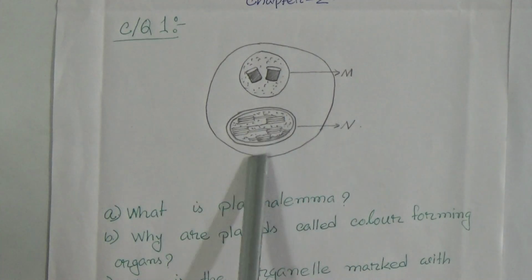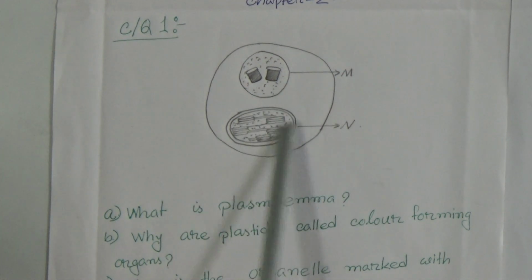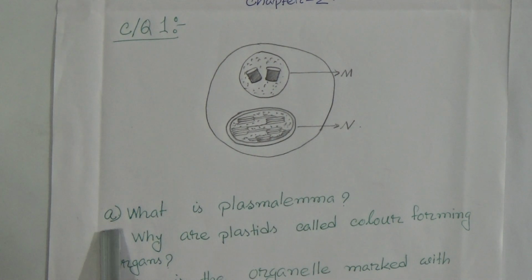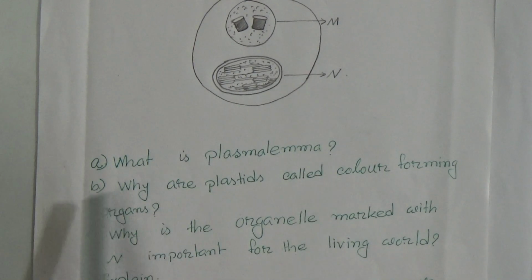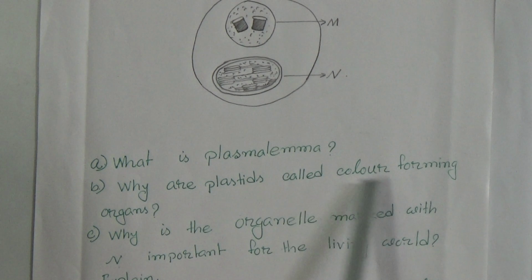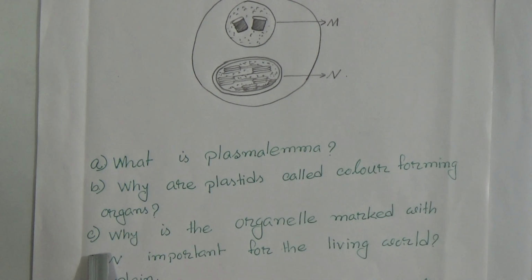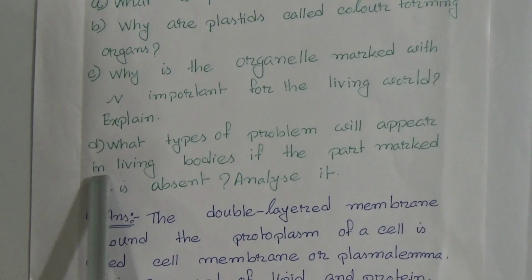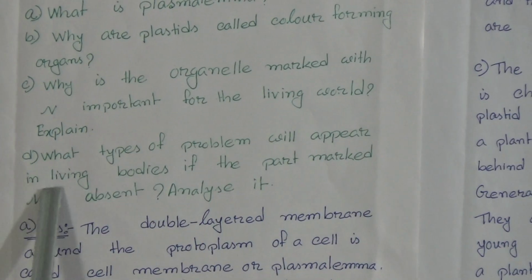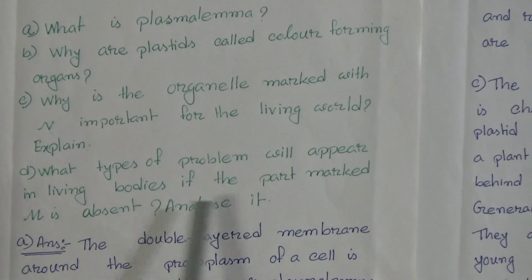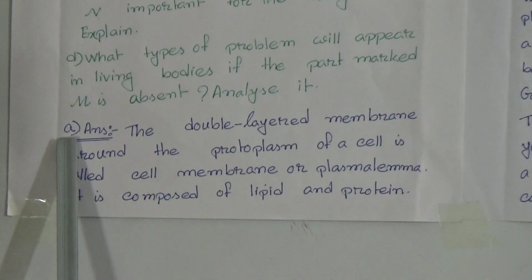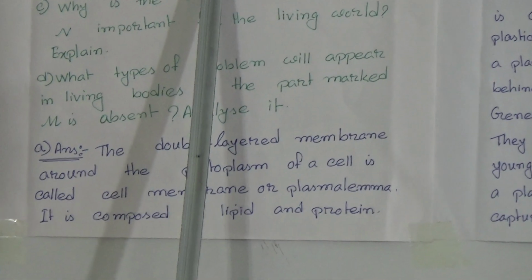Here a stem is given, and in this picture you see one lysosome and one chloroplast. Now question A, what is plasmalemma? Number B, why are plastids called color forming organs? And number C, why is the organelle marked with N important for the living world? Explain. And number D, what type of problem will appear in living bodies if the part marked M is absent? Analyze it.